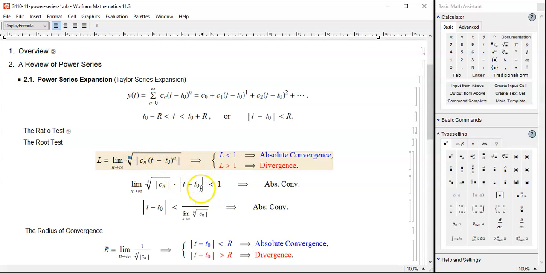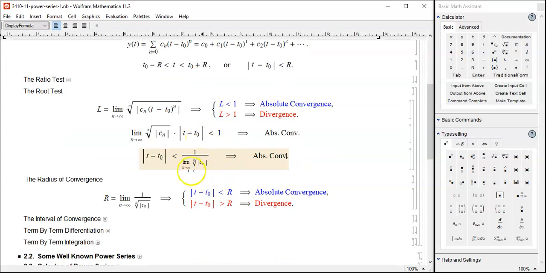So the absolute value of t minus t0 pops out. And then we have this limit left, which we're going to divide away. Then you're going to get this condition here. When t minus t0 in absolute value is less than this reciprocal, then we have to have absolute convergence. So we can set this one as capital R, and that capital R will become the radius of convergence, and we're going to get this. The distance is less than capital R, then we have absolute convergence. Greater than R, we have divergence.